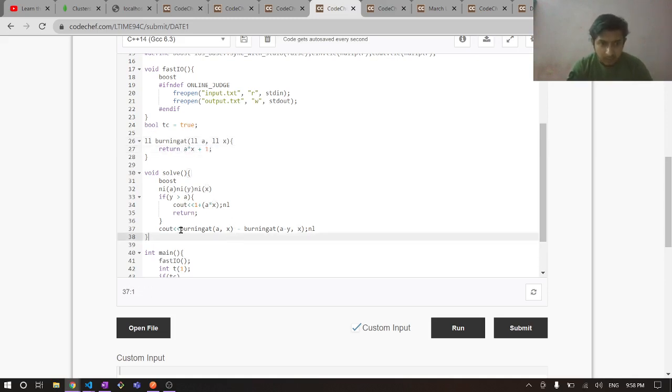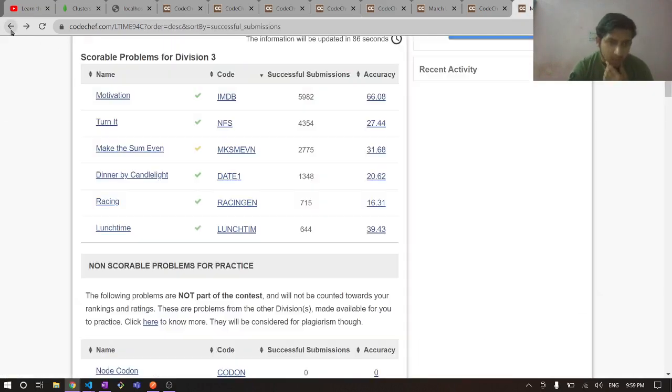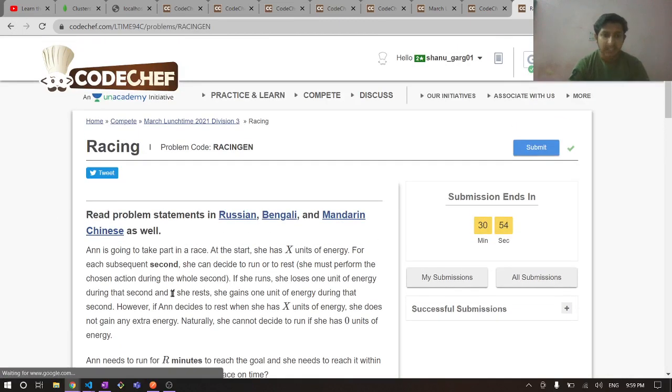So this is the total candles without extinction, and after removing the candles that burn out, I'll get this answer, and next time and return. Simple solution. I hope this makes sense to you. Now moving to the next solution, racing.